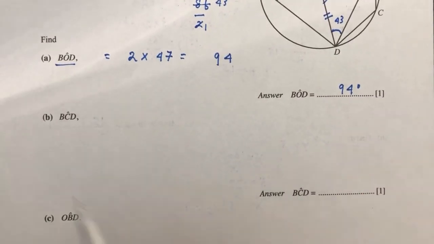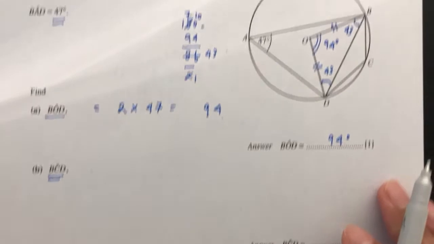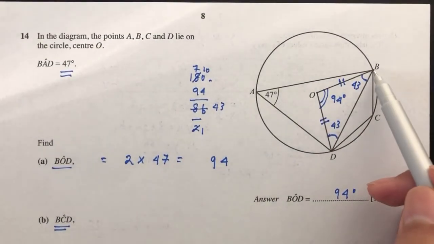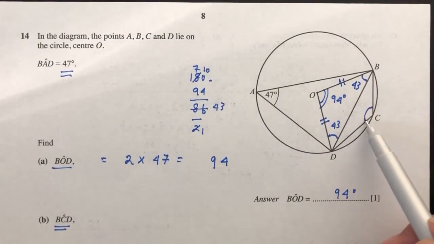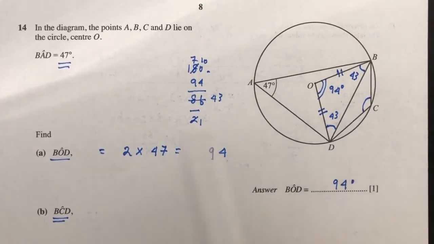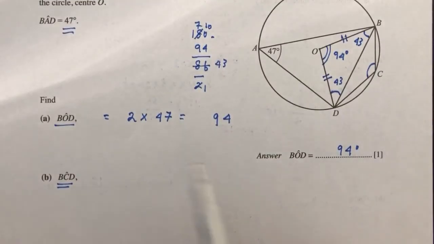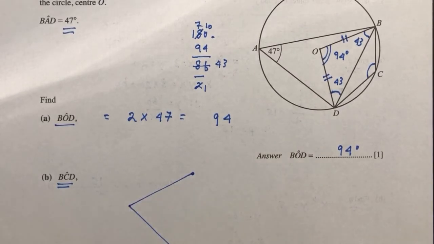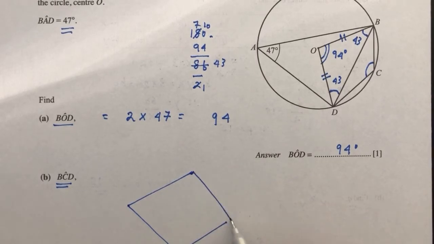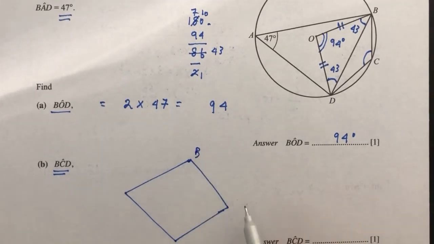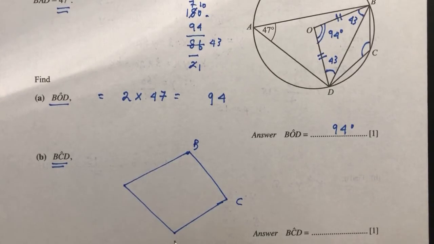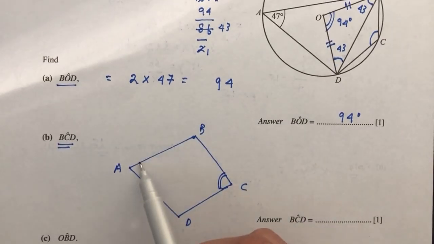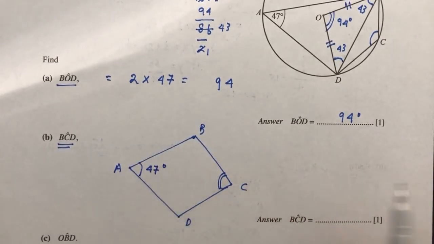So now part B, find the angle BCD. So where's BCD? Find this angle. This is pretty easy actually. So let's take out this shape and we can observe. B is here, A is here, D is here, C is here, and that's joined to this point. That's point B, that's C, that's point D, and that's point A. We need to find this angle here, and we know the size of this angle, which is 47 degrees.